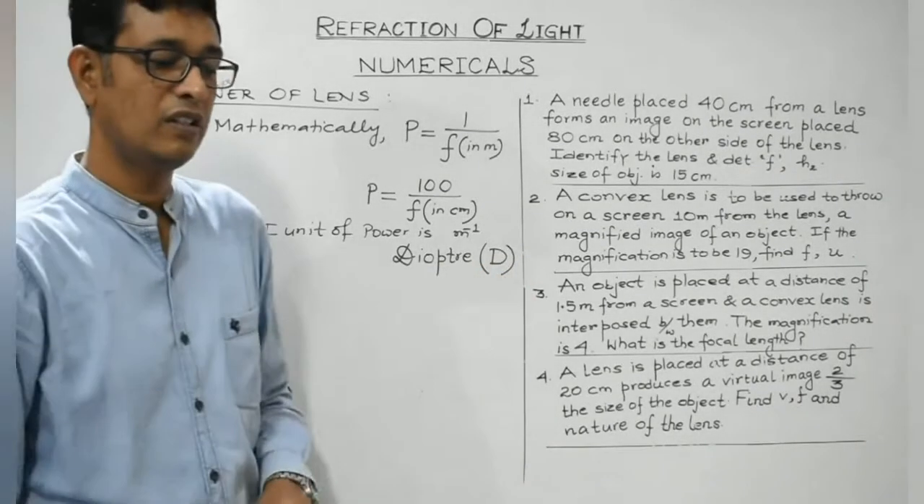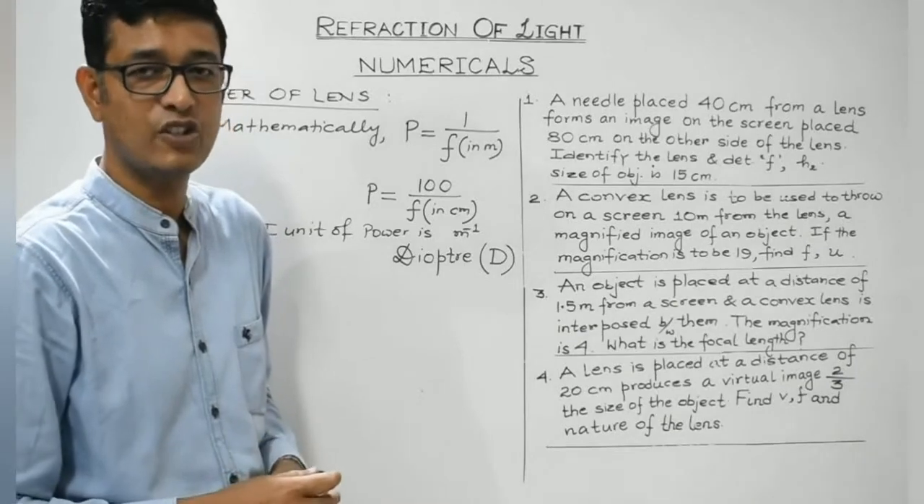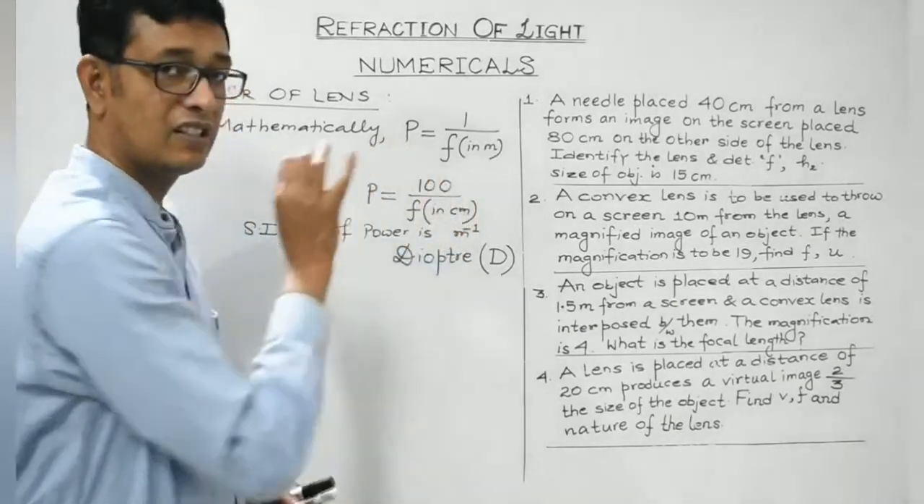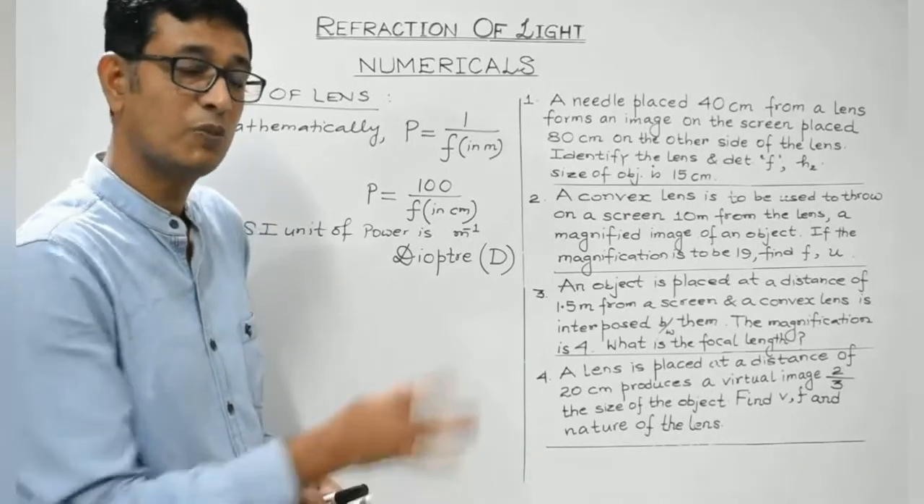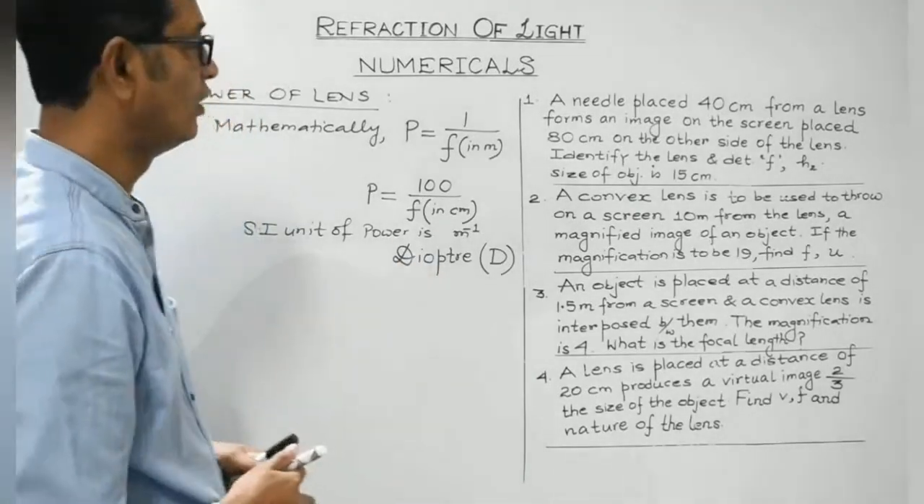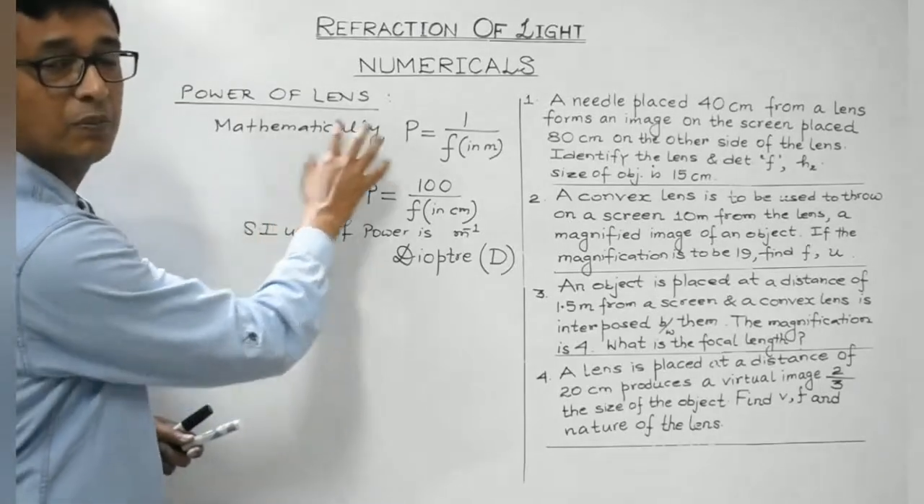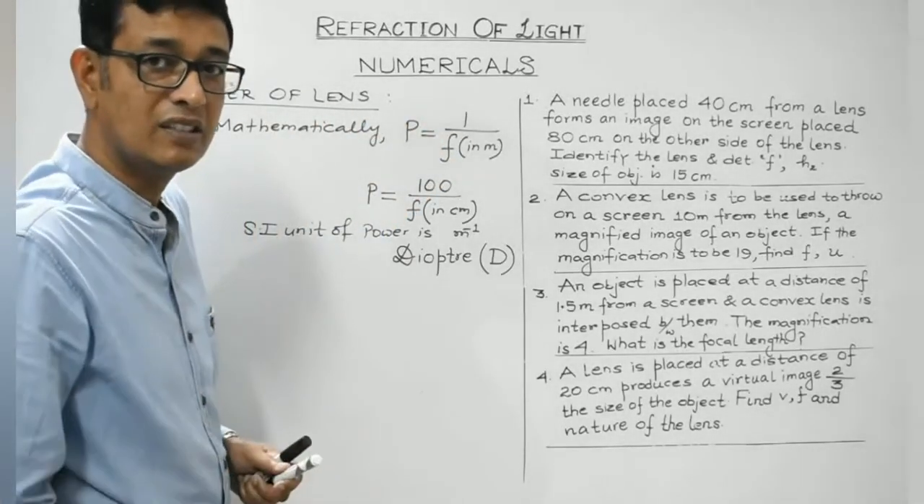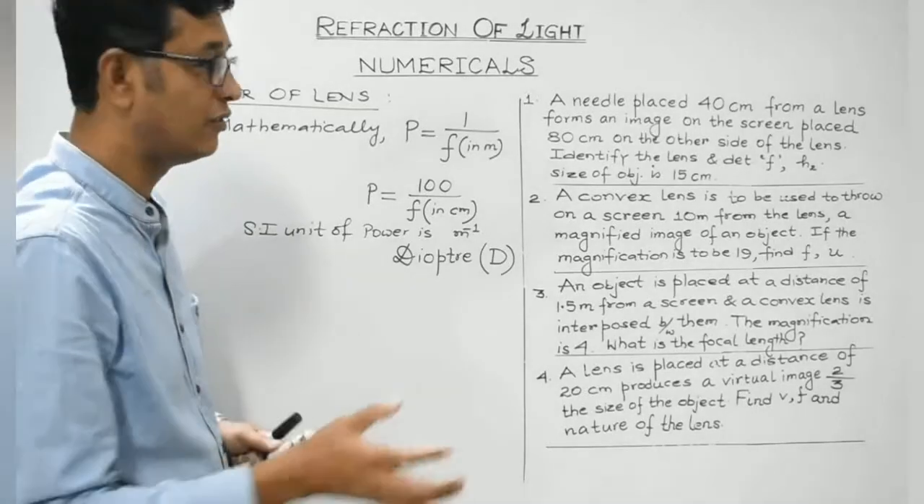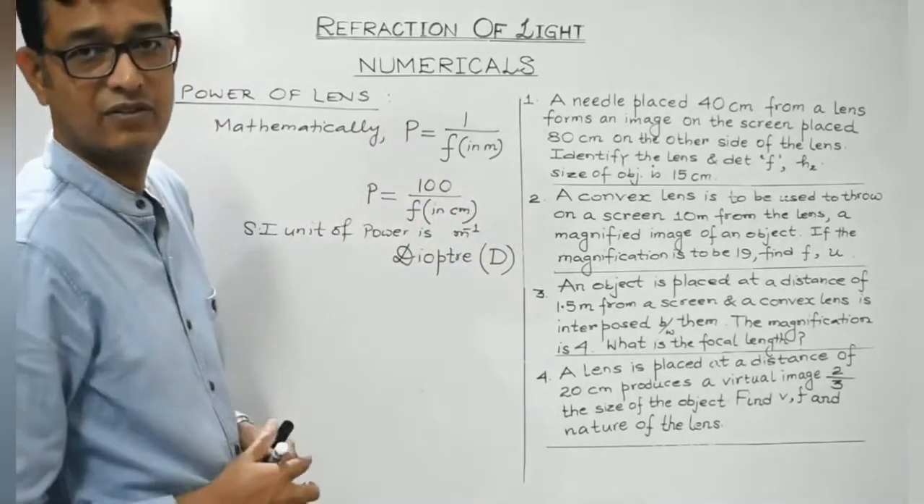Now look students, here also we need to make use of sign convention. We have discussed that for a convex lens, its focal length is positive, so its power is also positive. So for a convex lens, a converging lens, power is positive. For a concave lens or diverging lens, the focal length is negative, therefore power is also negative, right?